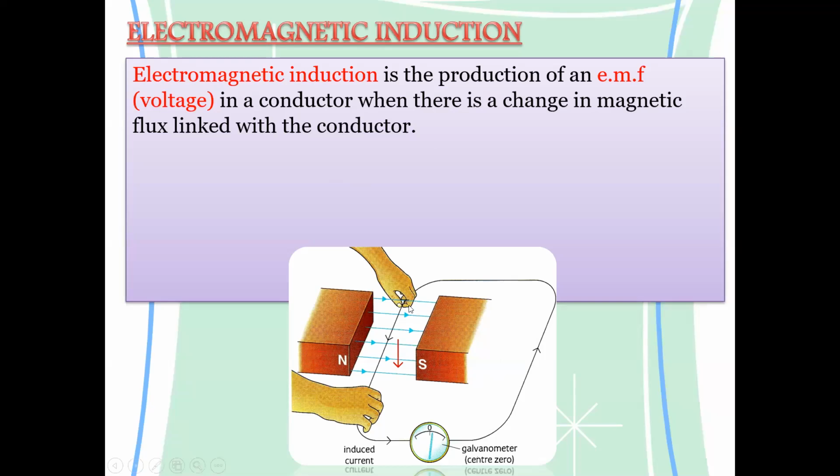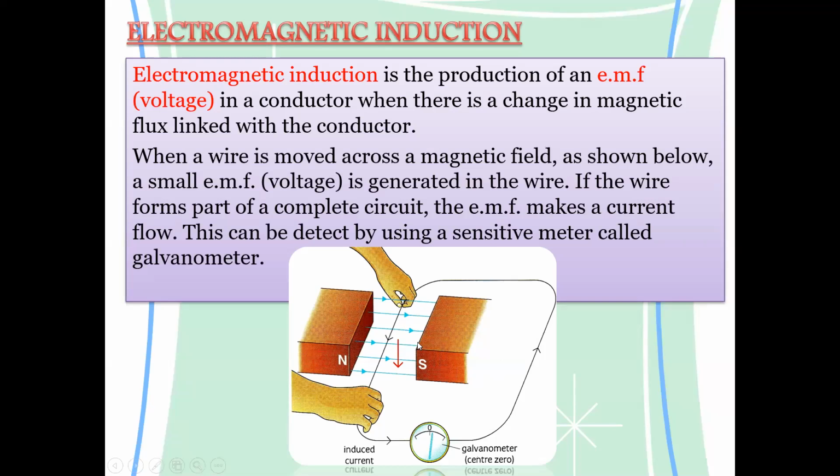So if we move this wire within the magnetic field, either up or down, there is a change in the magnetic field, and whenever there is a change in the magnetic field, it will induce or produce EMF. How do we find the direction of the induced EMF? How can we know in which direction the EMF is induced?